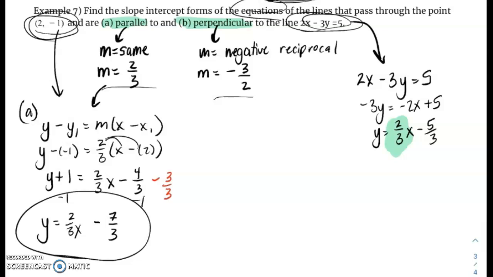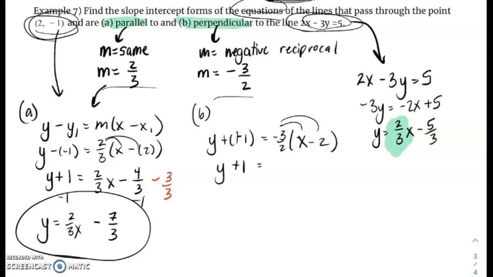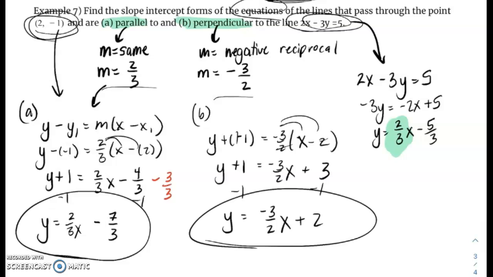Then perpendicular, same thing. We're going to do y minus y1 equals the slope times x minus x1. Distribute, change that to positive. So y plus 1 is -3/2 x. And then when you multiply that, the 2's actually cancel. So you're going to get +3. And then we're going to subtract 1 to the other side. So we get -3/2 x plus 2. So there's your perpendicular line. And that's the end of lesson 1.2.